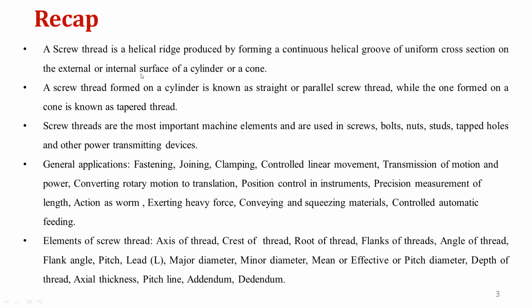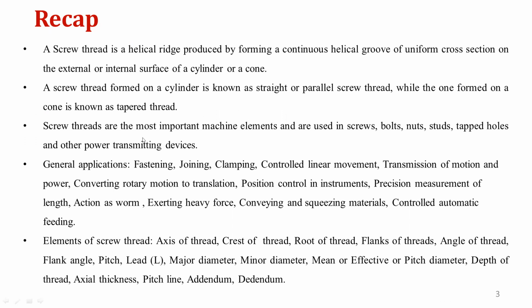So this is lecture 1. In this we discussed what is a screw thread. A screw thread is a helical ridge produced by forming a continuous helical groove of uniform cross section on the external or internal surface of a cylinder or a cone. If the screw thread is formed on a cylinder, it is known as the straight or parallel screw thread, while if the screw thread is formed on a cone, it is known as the tapered screw thread.